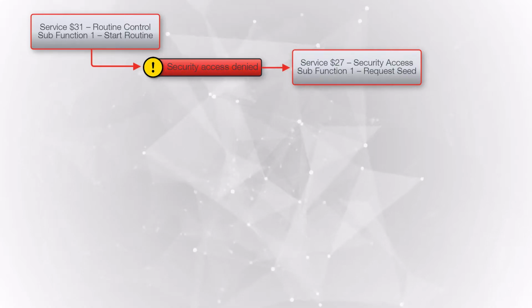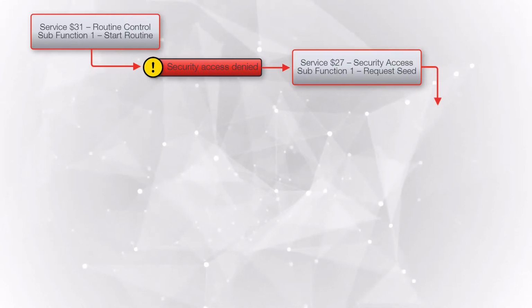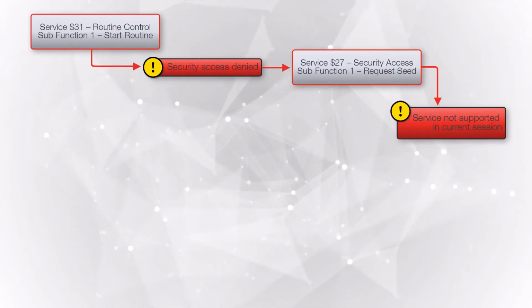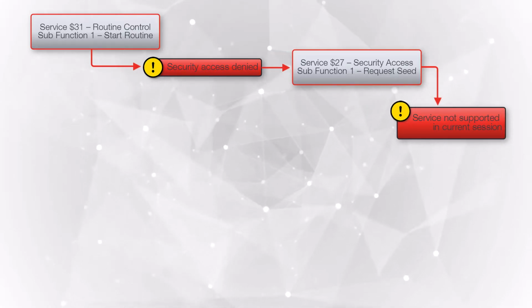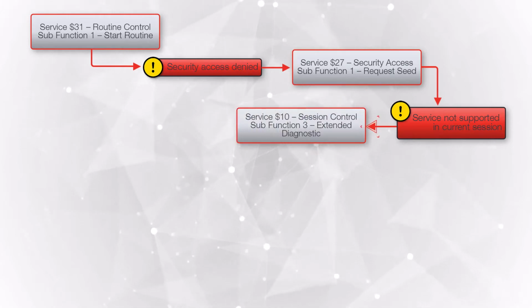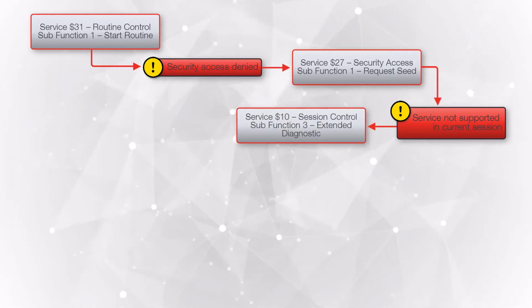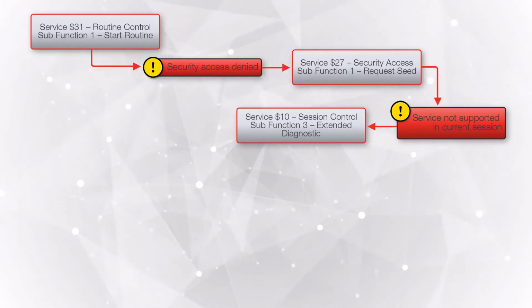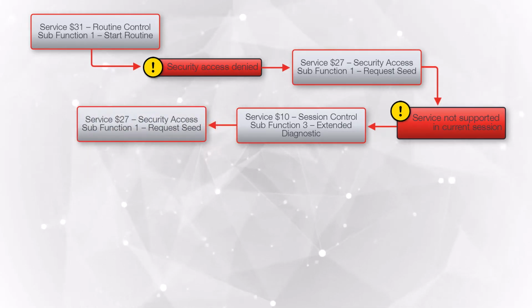If the start routine subfunction of routine control, also known as UDS Service 31, subfunction 1, initially results in a security access denied error from the ECU, then the user would call the security access service, also known as UDS Service 27, subfunction 1, to begin the unlock process. The user will then get a service not supported in current session error because the ECU is not in the extended diagnostic session. Therefore, the user should call service 10, subfunction 3, to put the ECU into extended diagnostic.